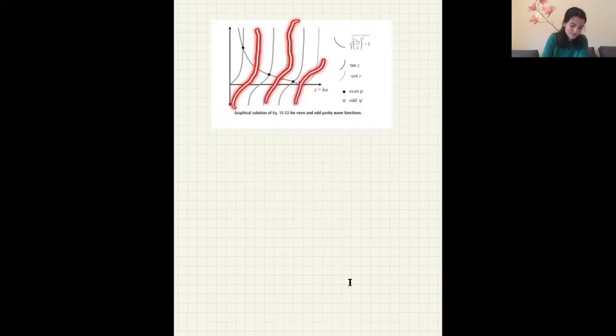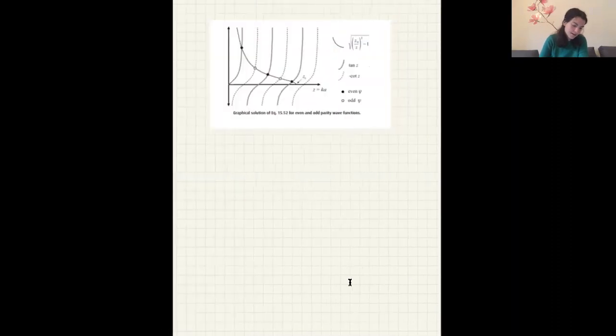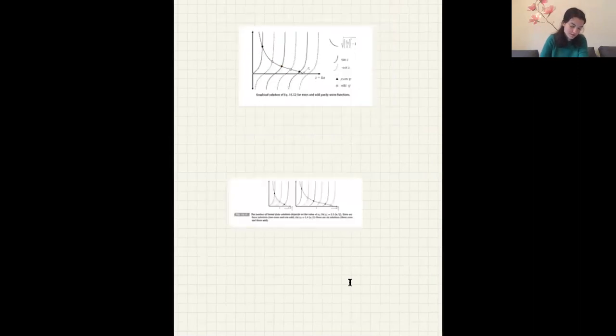Okay. So they correspond to the even solutions and the odd solutions, and there's only a few allowed values. And this Z is just Ka. And the Z0 depends on the potential. Okay. And again, the number of solutions will depend on the size of the box in all dimensions. So there you go.